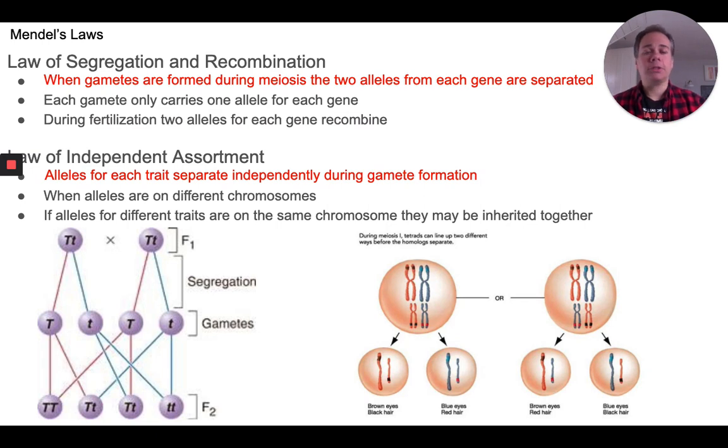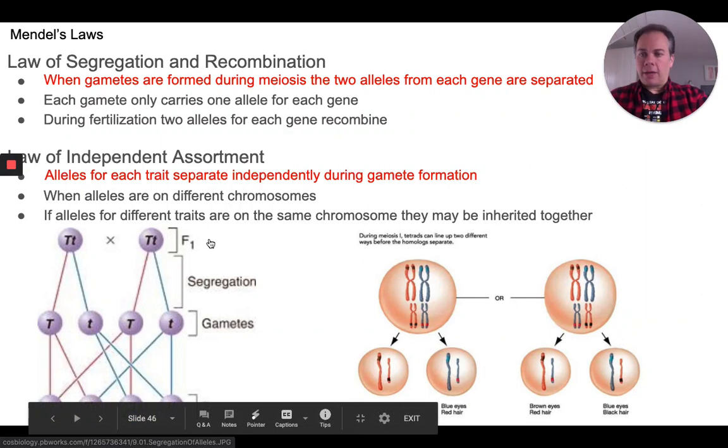And that was because those traits were found on different chromosomes. The genes for those traits were on separate chromosomes. And so when two different genes are on different chromosomes, they'll be inherited independently of each other. They won't be linked together. Now, if they were on the same chromosome, then they might be linked together because chromosomes are the unit of inheritance.